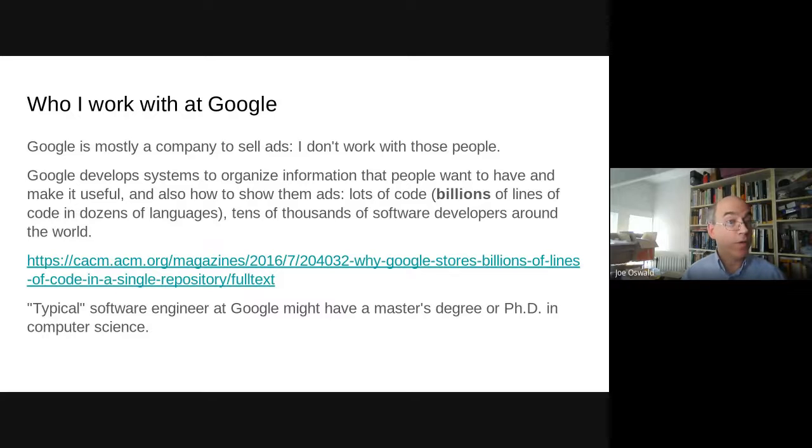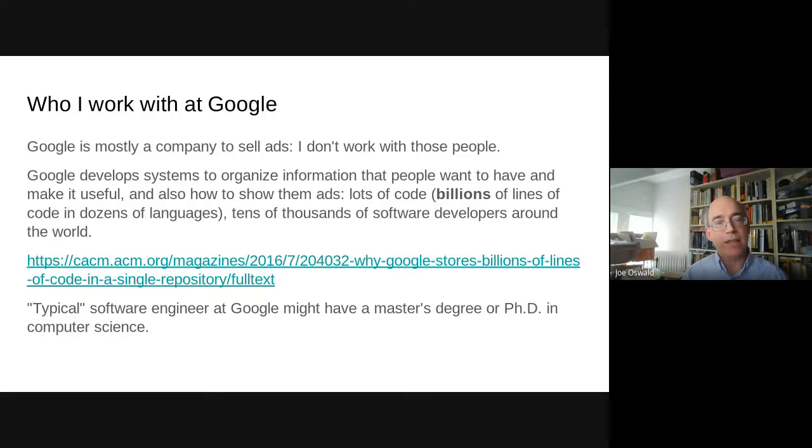In terms of who I work with at Google, one thing that's important to keep in mind is that Google is mostly a company to sell ads. And there are a lot of people who work on selling to advertisers. And I really don't work with those people. I'm pretty distant from that, the part of Google that actually makes the money.